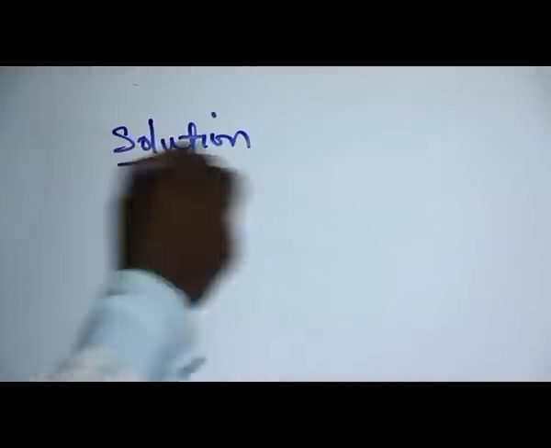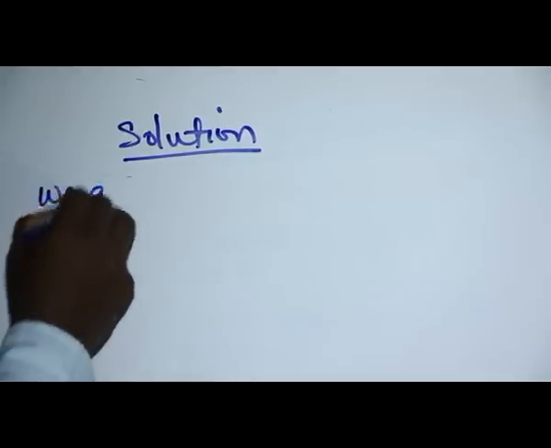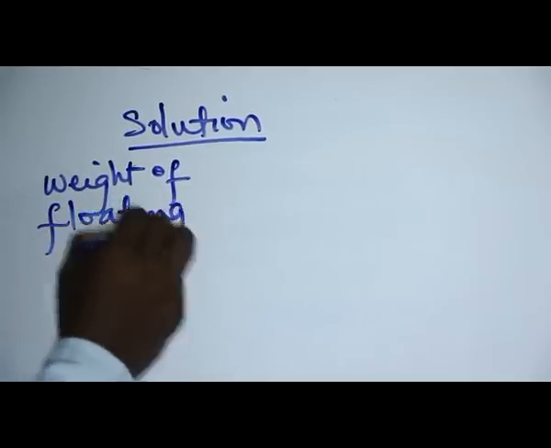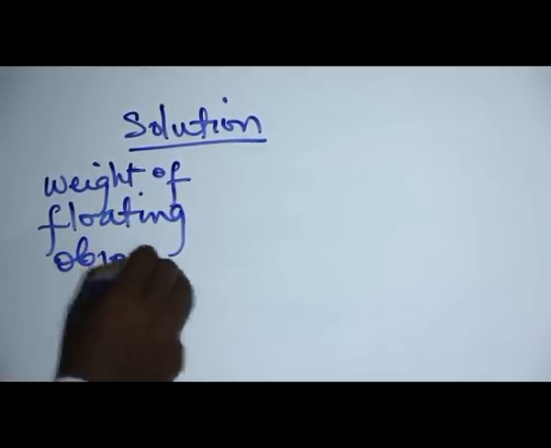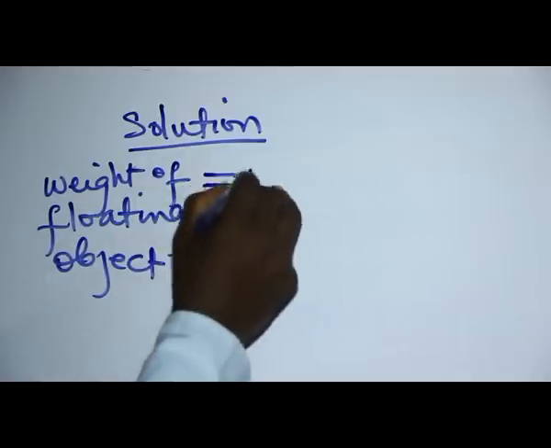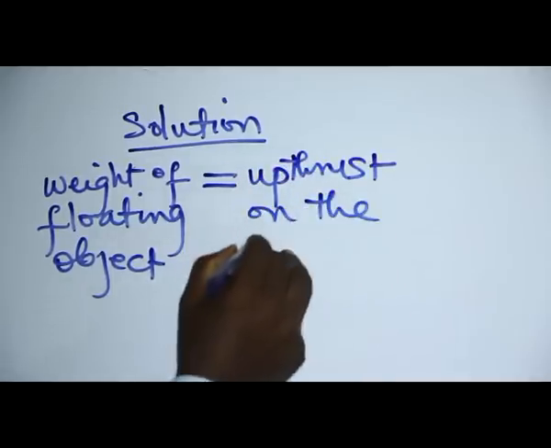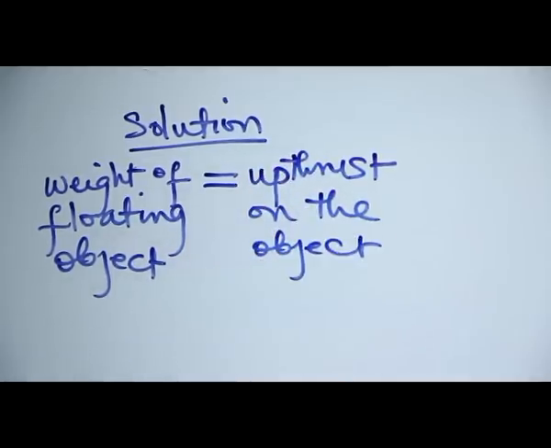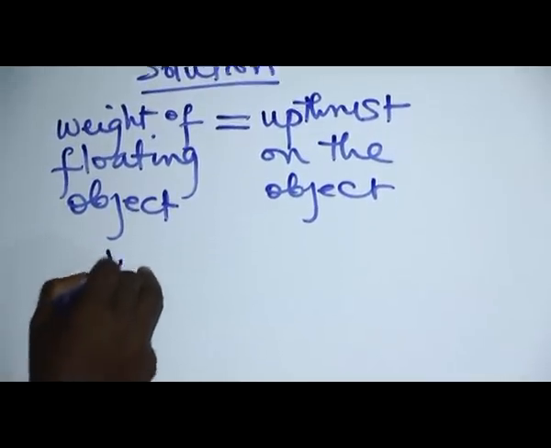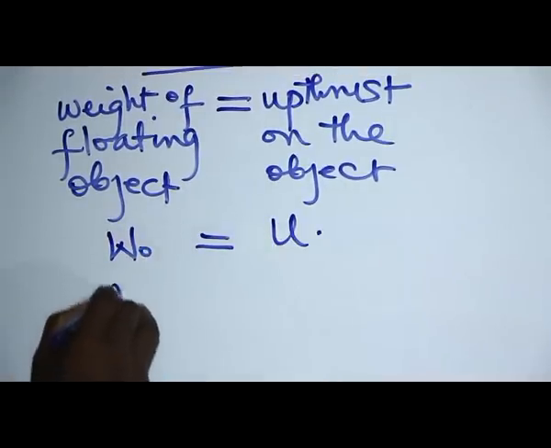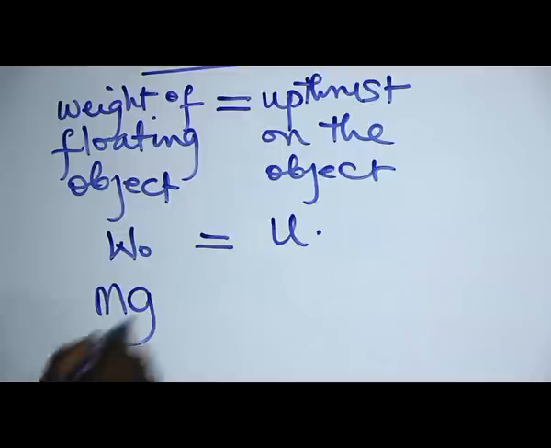The solution to the problem is as follows. Weight of floating objects is equal to the upthrust on the object. So we say weight of object is equal to upthrust. And weight is the mass of the object times acceleration due to gravity.